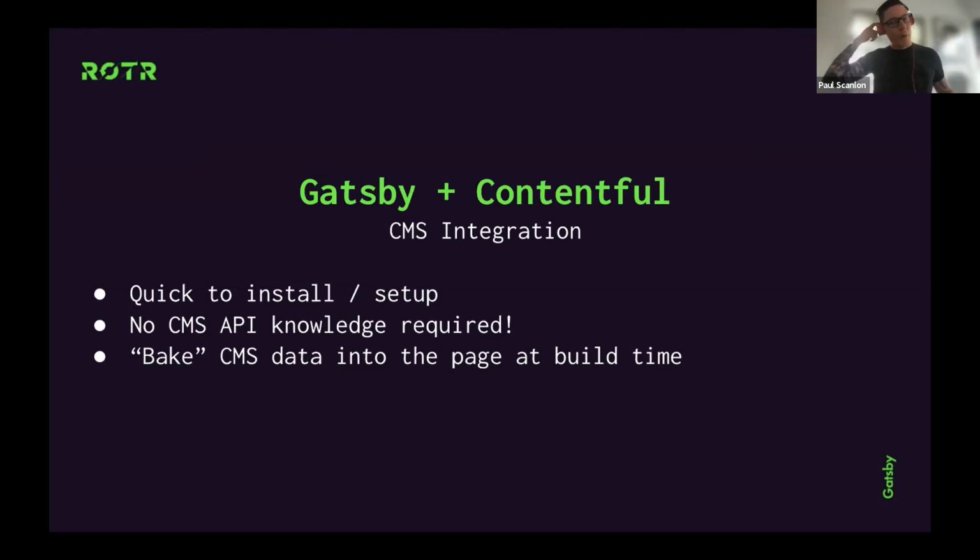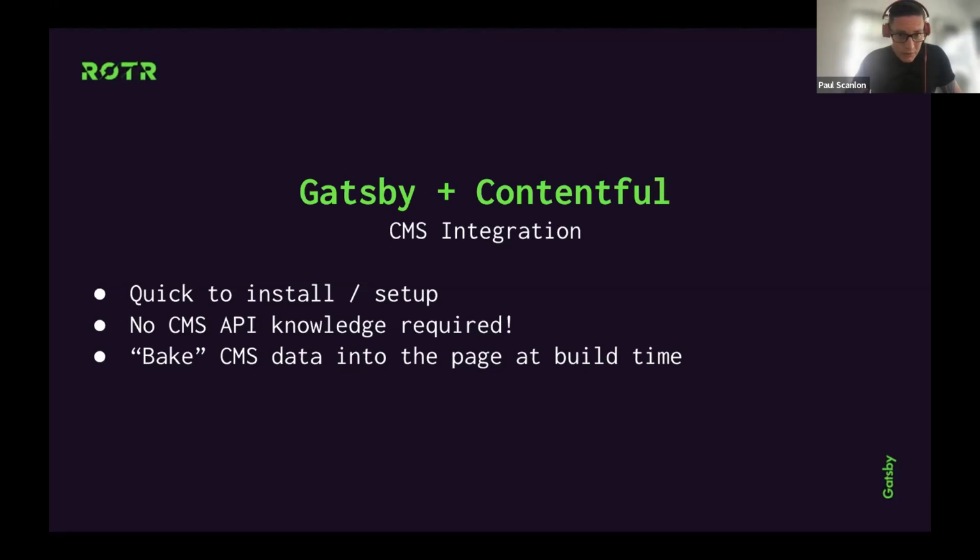And Gatsby has a number of ways to do this. The easiest way is to use some of our source plugins, which are quick to install and set up. But most crucially, you don't need any API knowledge to do this. And I think this is particularly important on a build like this, where my focus wasn't on pulling data from a CMS. That was probably the least interesting part of this build. But luckily, with Gatsby source plugins, you don't need to worry about that.